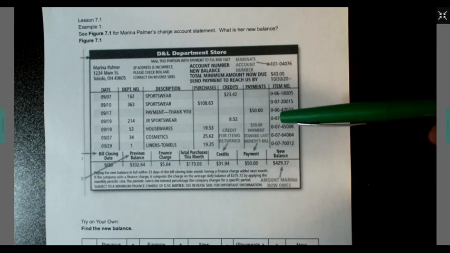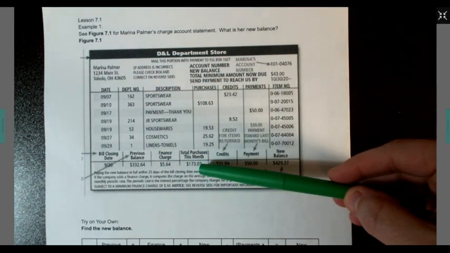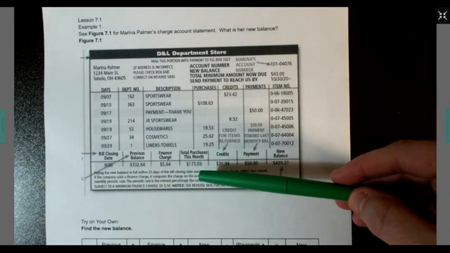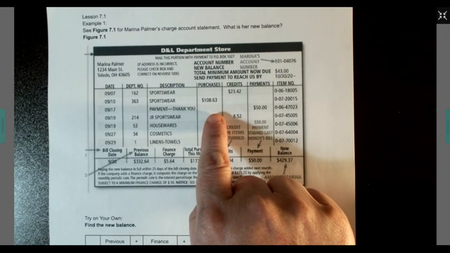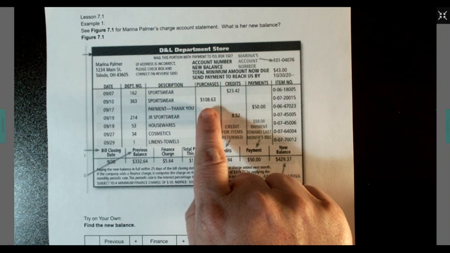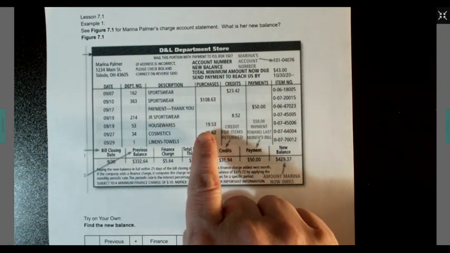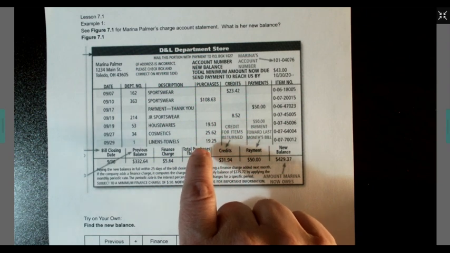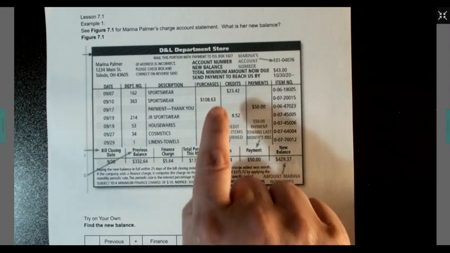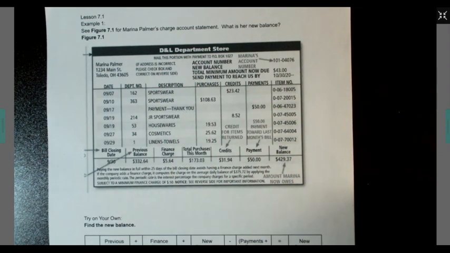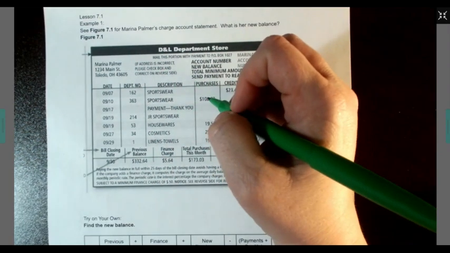Okay. It says that she made purchases this month for $173.03. Now, this comes from on the 10th of September, we went to Sportswear. We bought houseware on the 19th. On the 27th, they bought cosmetics. And on the 29th, they bought linens and towels. That is the total of this $173.03.